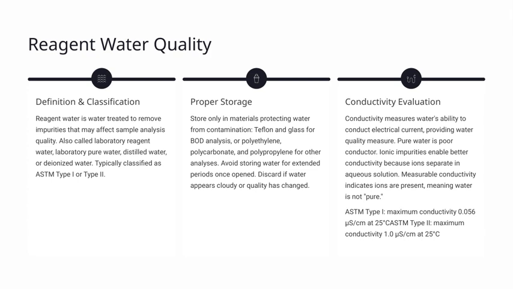Specifically, for ASTM classifications, Type I water should have a maximum conductivity of 0.056 microsiemens per centimeter at 25 degrees Celsius, while Type II can go up to 1 microsiemens per centimeter at the same temperature. These standards help us ensure the water we use maintains the purity required for precise laboratory work.